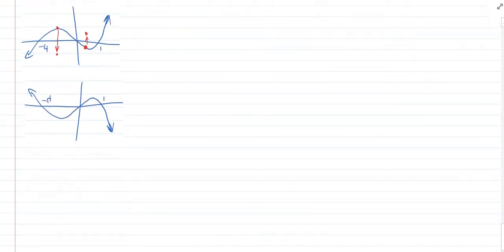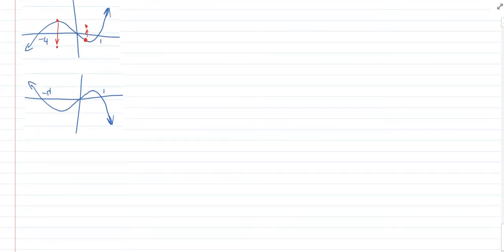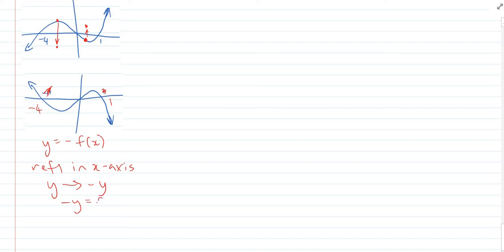So now if we were to draw it again, we can just change this to -4 and that to 1, and that's y equals negative f of x. It's a reflection in the x-axis. It's when we replace y with negative y. So you've got negative y equals f of x instead of y equals f of x, and if we multiply both sides by -1 or divide both sides by -1, then y equals negative f of x, which was what we were asked to graph. Okay, so that's your answer there.